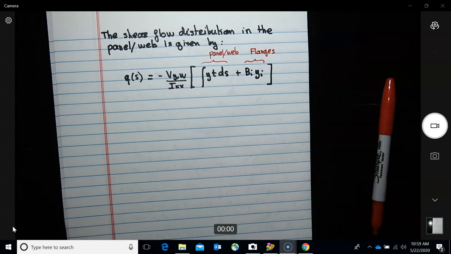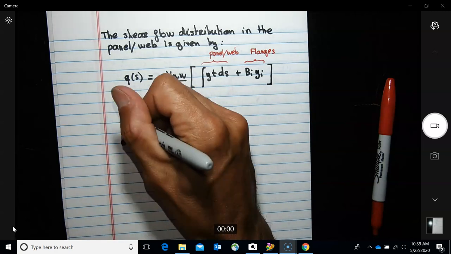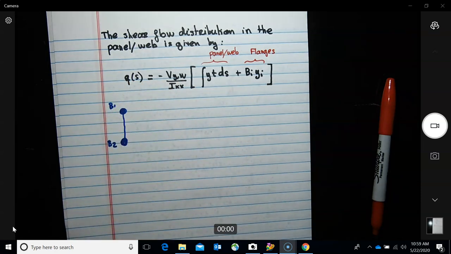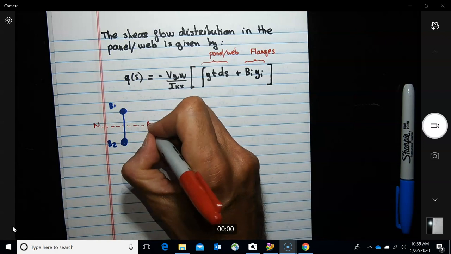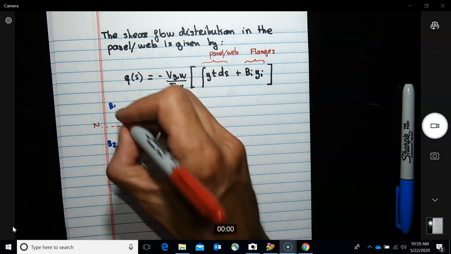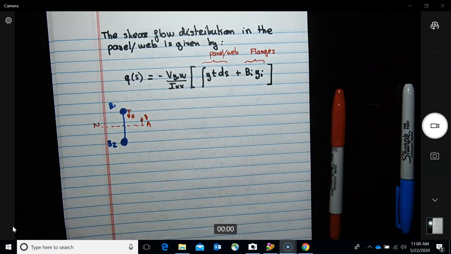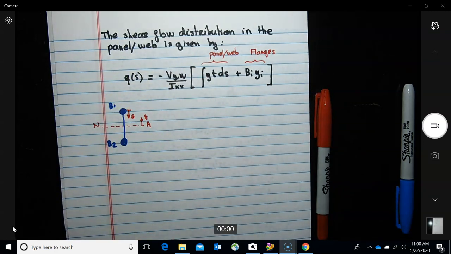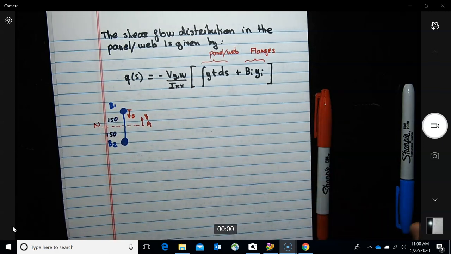Okay, so let me do a little figure over here again. So imagine we have here B1, B2, and right in the middle we have the neutral axis, which is the origin for y. Now let's say that we start from 1 to 2, so this will be the origin for s. The whole thing here is 300, so each one will be 150, 150.